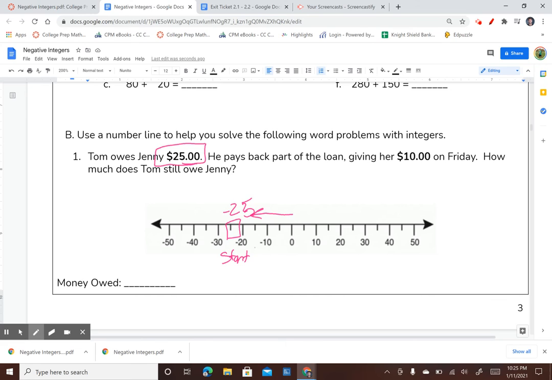And now Tom pays back part of the loan, giving her $10. So if I'm currently in the negative 25 spot, but I've paid back $10, is that going to put me more negative? Or is that going to put me closer to zero? In other words, do I owe Jenny less money? So now I'm adding my positive 10. So that's going to put me closer to zero. I owe less money now. So here we see that we end up at negative 15.